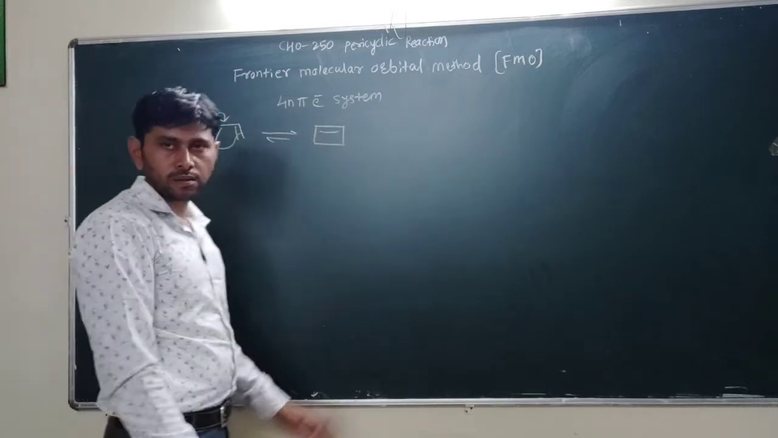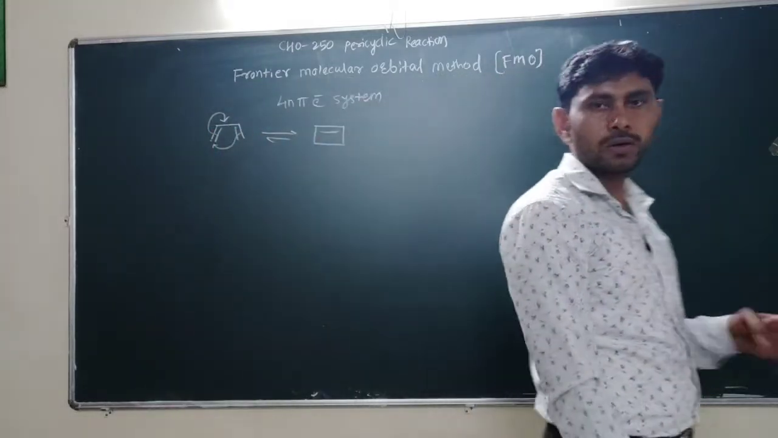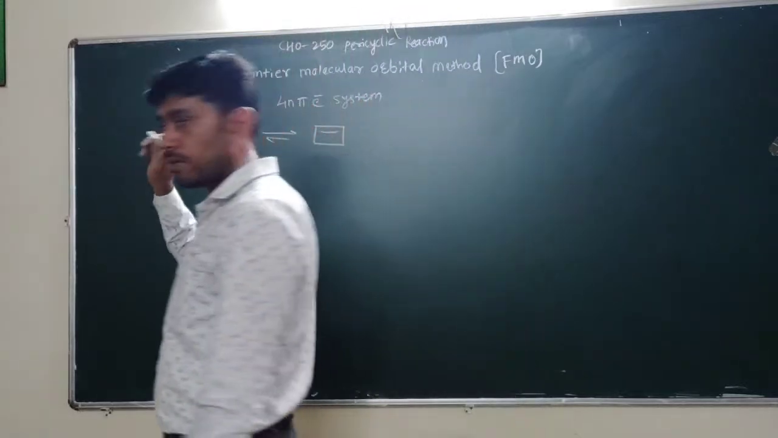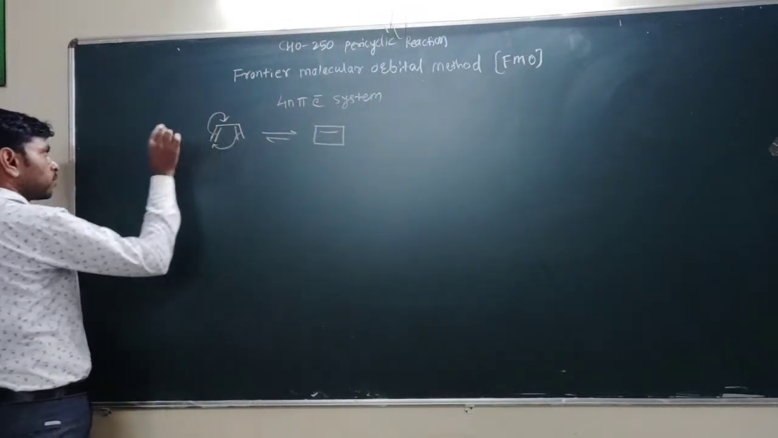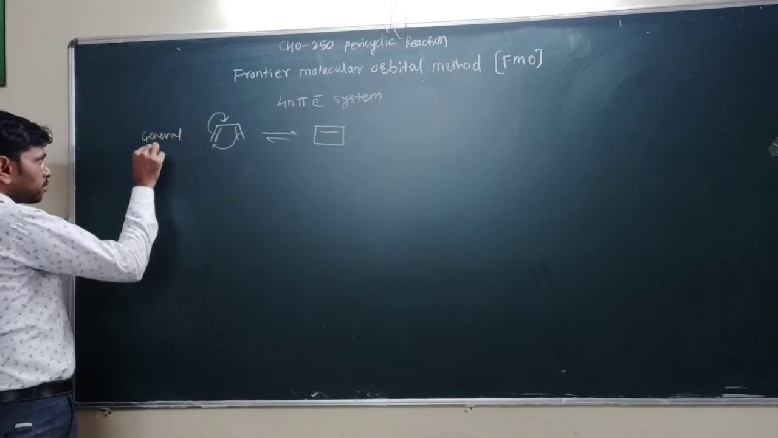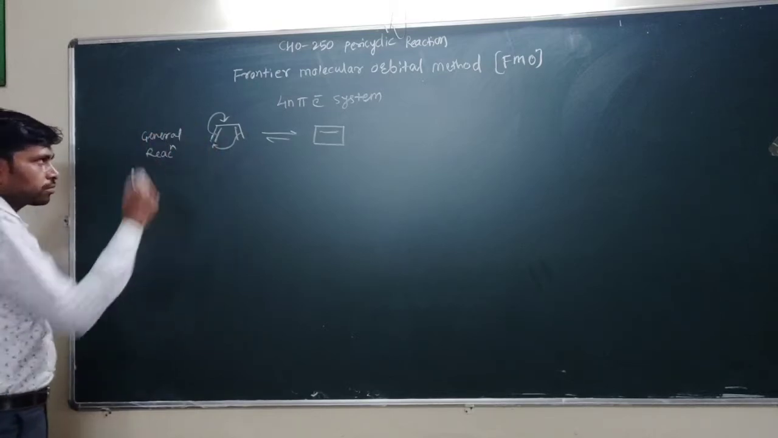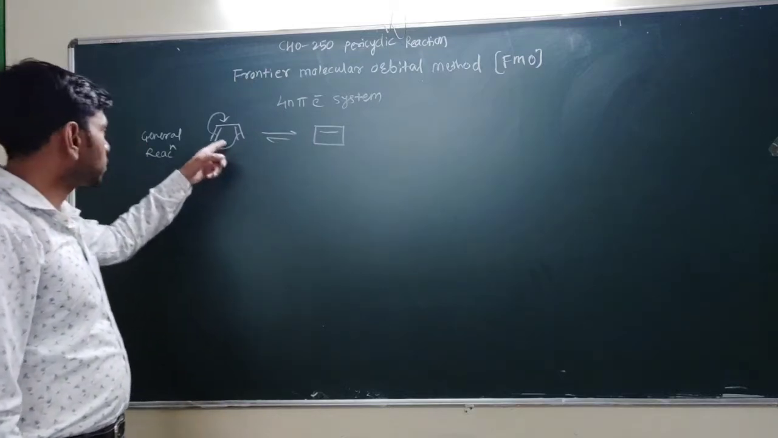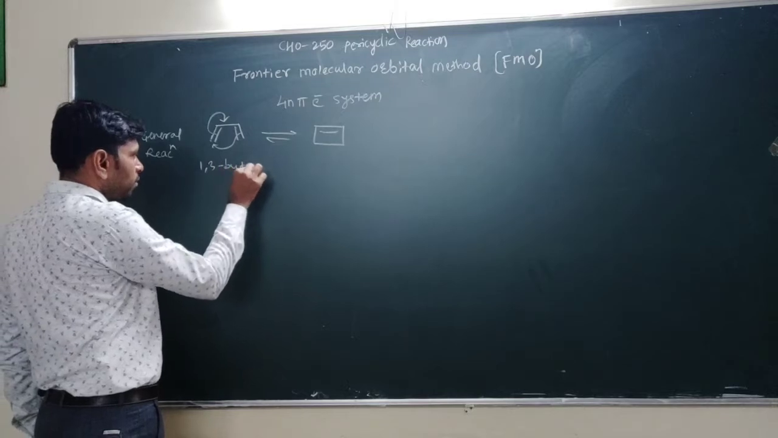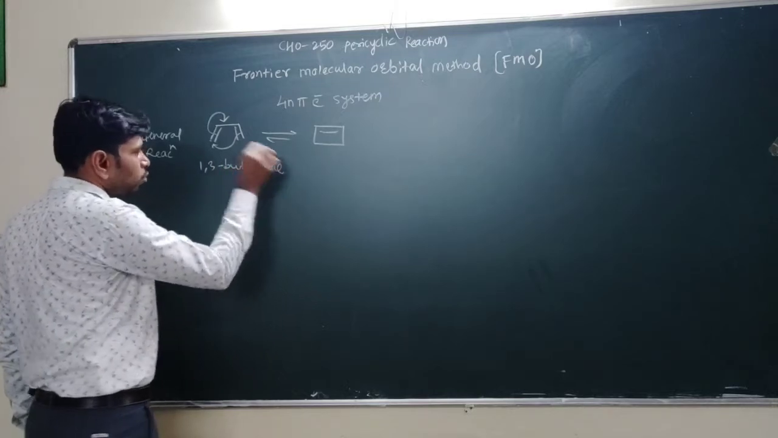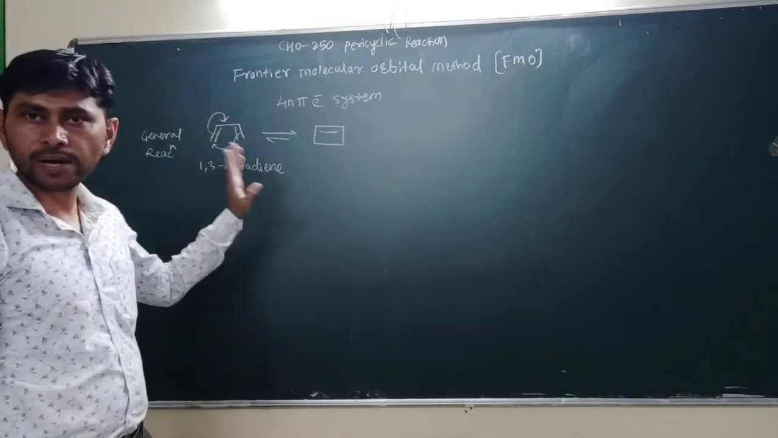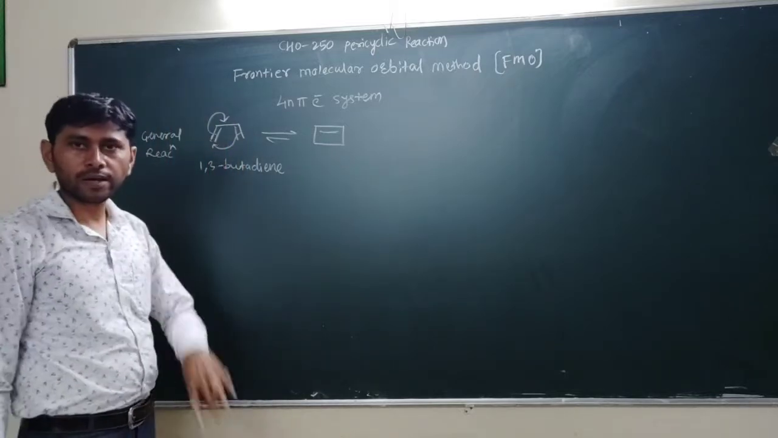And this is a ring closing reaction. For a ring closing or ring opening reaction, we just consider the open chain partner using the frontier molecular orbital method. In the general reaction, consider the open chain partner. Which is the open chain partner here? The 4n pi electron system, here simply 1,3-butadiene. The open chain partner contains how many pi electrons? There are a total of 4 pi electrons involved.